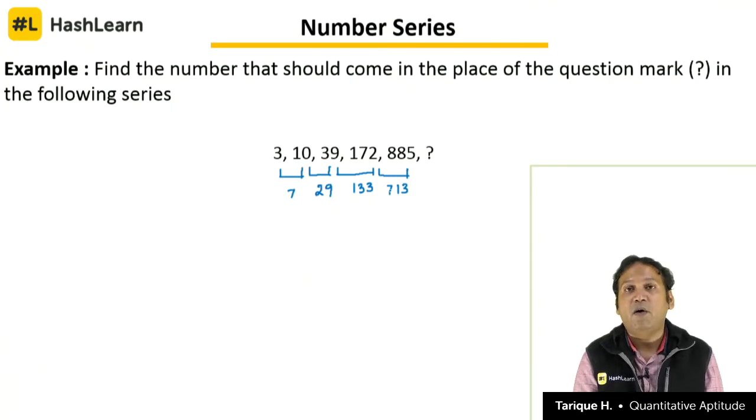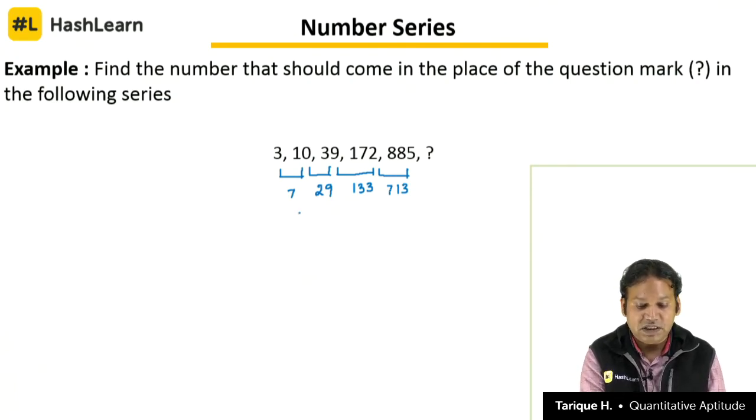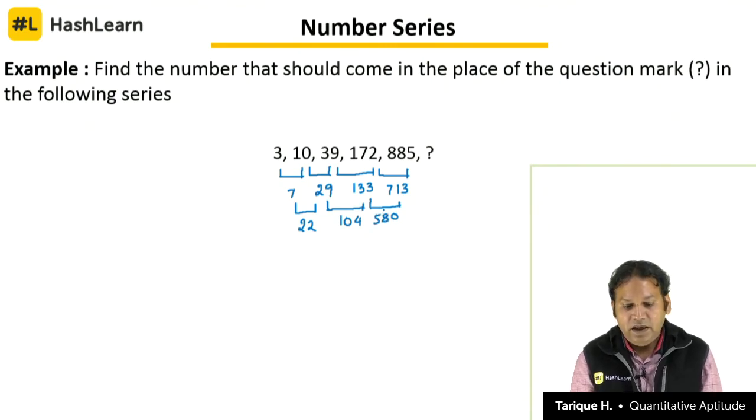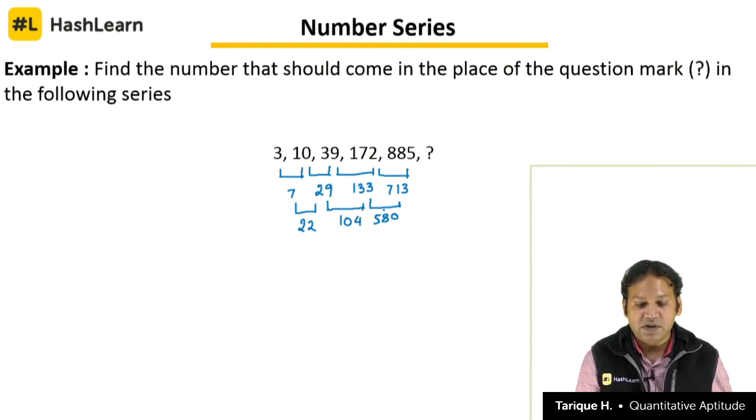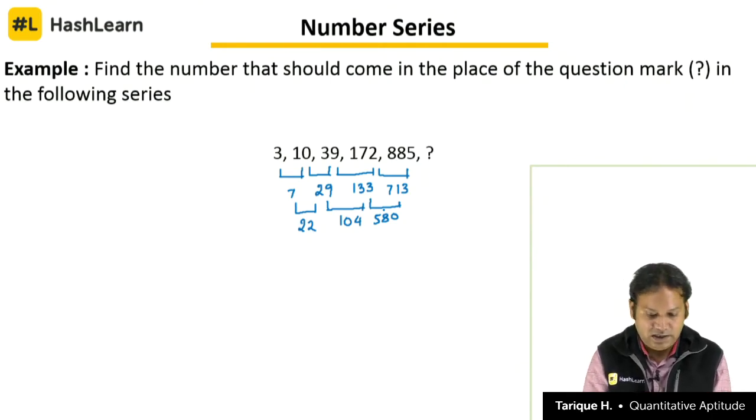The differences do not form any constant difference. If you take the difference of 7 and 29, that's 22, and 29 and 133 is 104. Again 133 and 713 gives 580. You can go on doing that, you will not get any pattern. In the last step also the difference will not be constant. It's definitely not a difference based series. So if it's not a difference based series, what is it then? Let's see.